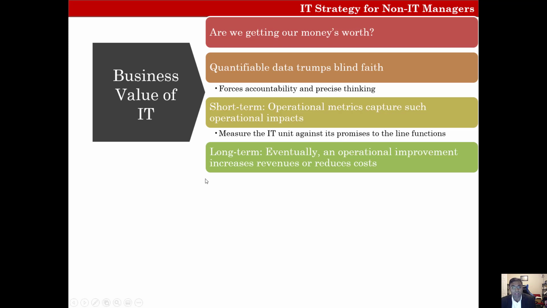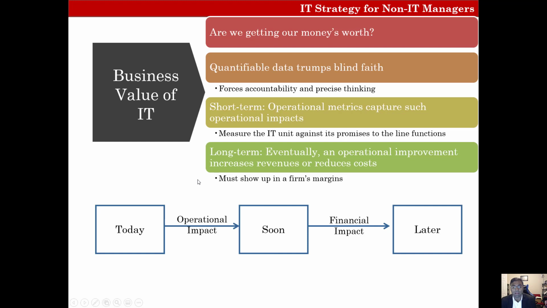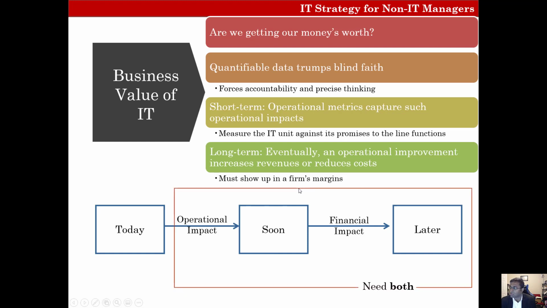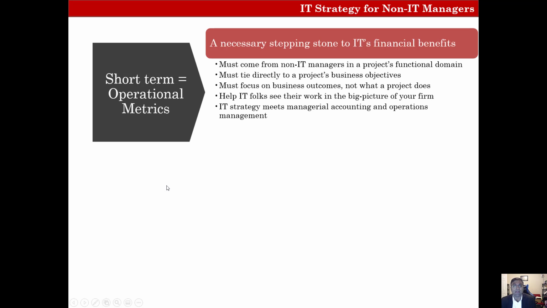However, these operational metrics must finally feed into either increasing revenue or reducing cost. So today's operational impact will later affect financial impact, and you need to consider both for IT investments. So operational short-term impacts are the stepping stones for IT's financial benefits, and they must come from the non-IT managers in a project's functional domain, must tie directly to a project's business objectives, and focus on business outcomes and not what a project does. This conversation about how IT benefits business outcomes also helps information technology folks see their work in the bigger picture of your firm. IT strategy now meets managerial accounting and operations management.